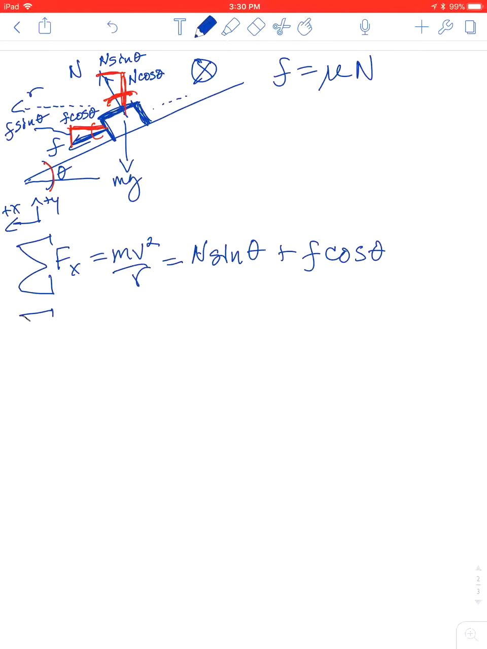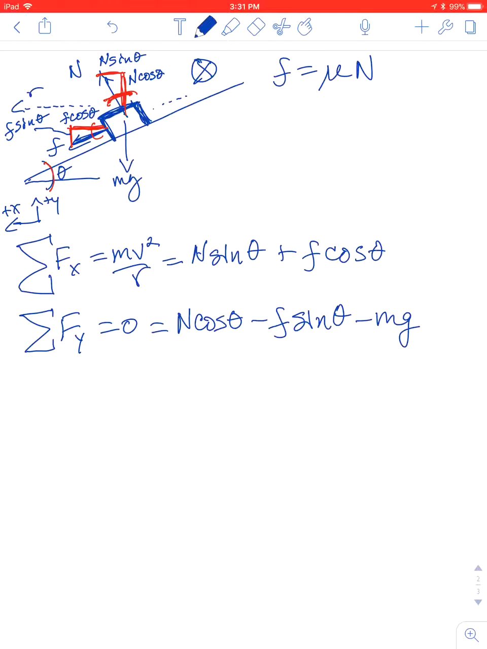And then let's see if I can make my next sigma maybe not quite as crazy. The sum of the forces in the y is 0. That's the point of this maximum safe speed. If I go any faster, the sum of the forces in the y is not 0. And we've got n cosine theta up, so that's positive. And f sine theta is down, so that's negative. And mg is down.